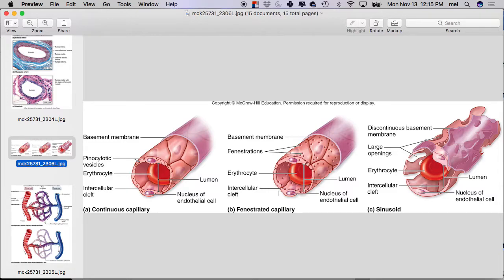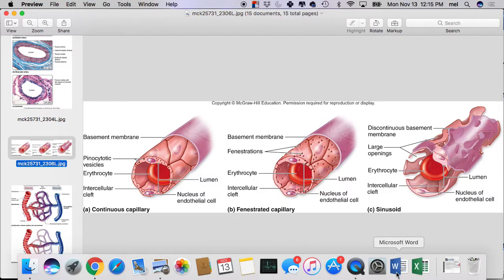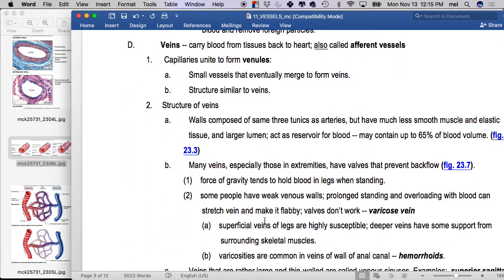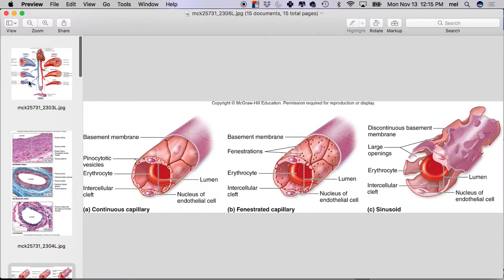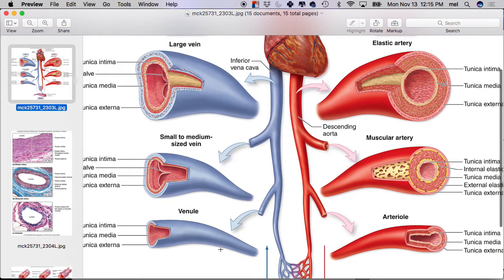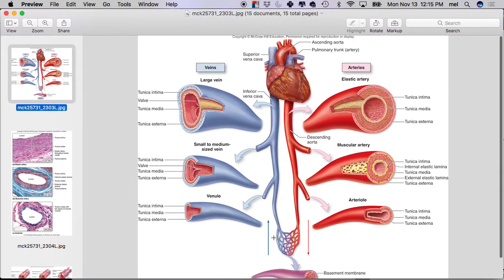Cool? Okay. So let's talk about veins a little bit. Veins are going to carry blood back toward the heart. They are also called afferent vessels, and they change as you go from the capillary up. So as you start from the capillary, the littlest veins are too small to label. They're called venules, right? They're about the size of an arteriole. You never have to know them by name. They're just little veins, right?